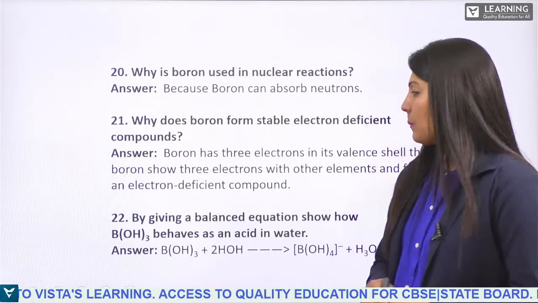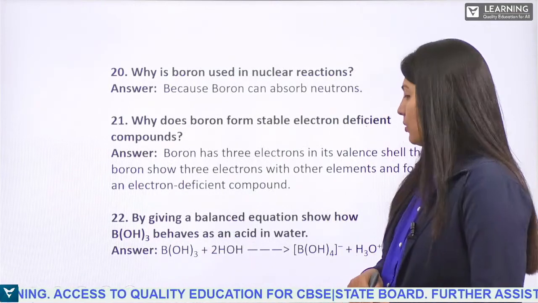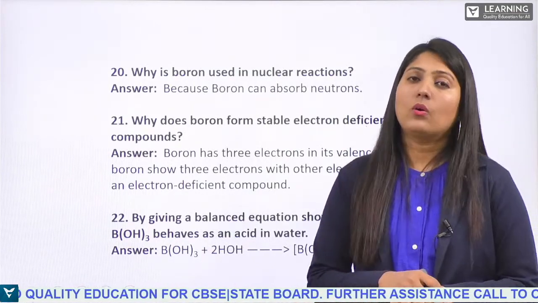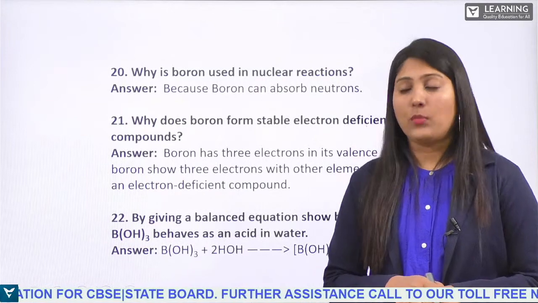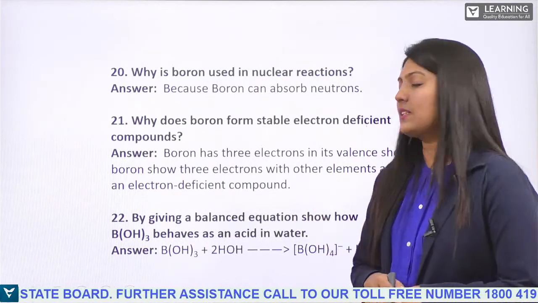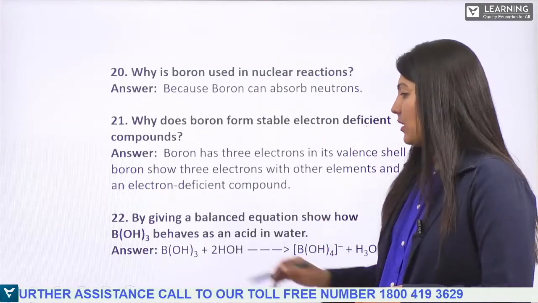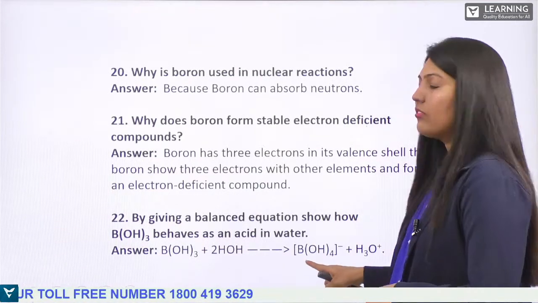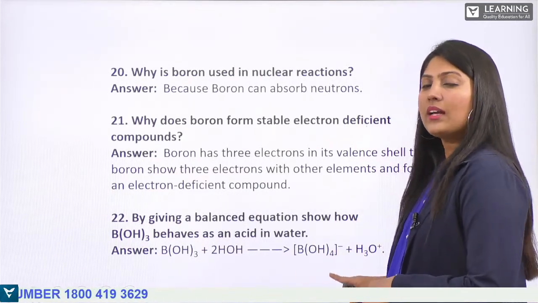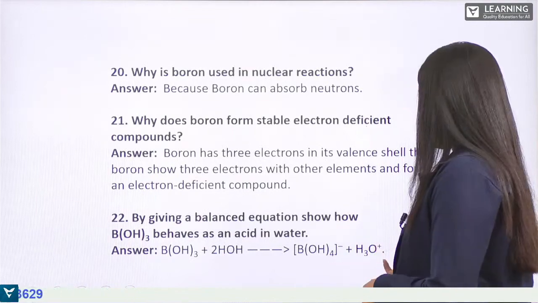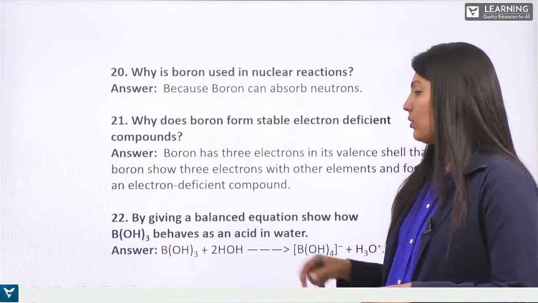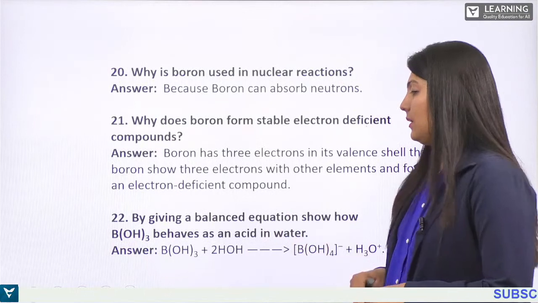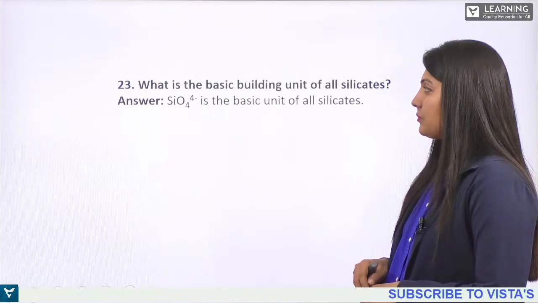Next question. By giving balanced equations, show how boric acid behaves as an acid in water. When it reacts with water, it accepts the OH minus ion and forms B(OH)4 minus while releasing the hydronium ion. So, it behaves like an acid in water.